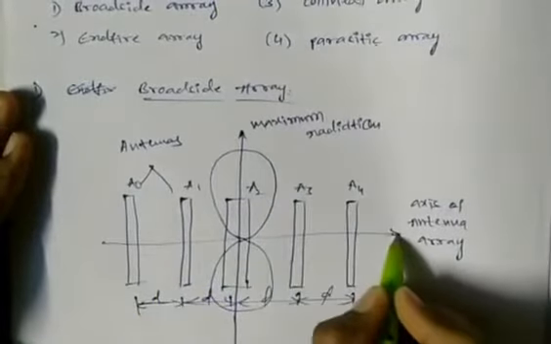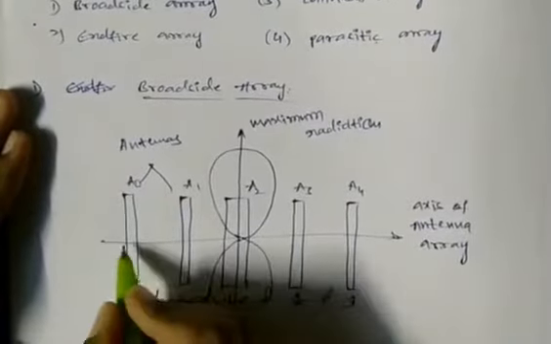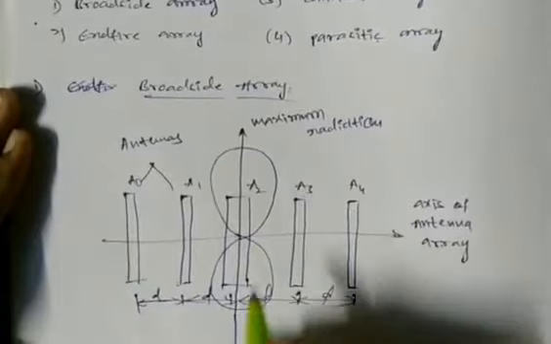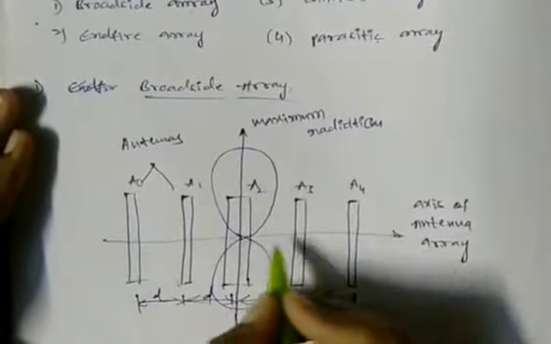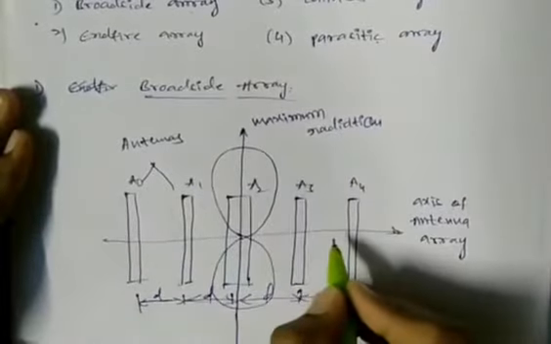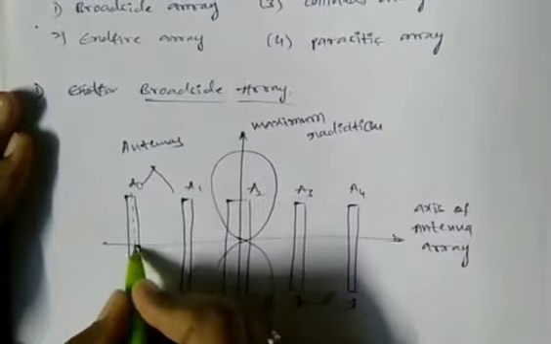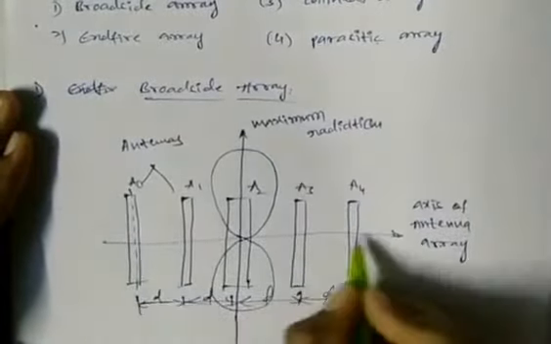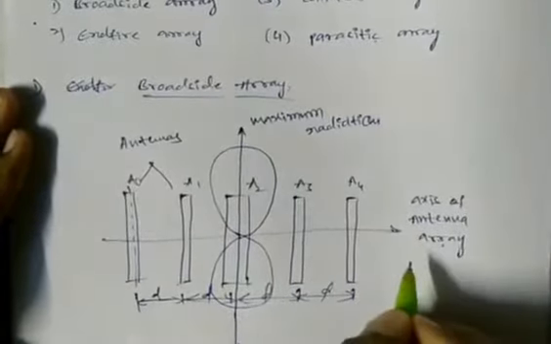In this broadside array we place the antennas with equal spacing, and all the antennas have equal magnitude and are in phase. Each antenna has its own axis. The axis of each antenna is perpendicular to the axis of the antenna array in this broadside array.